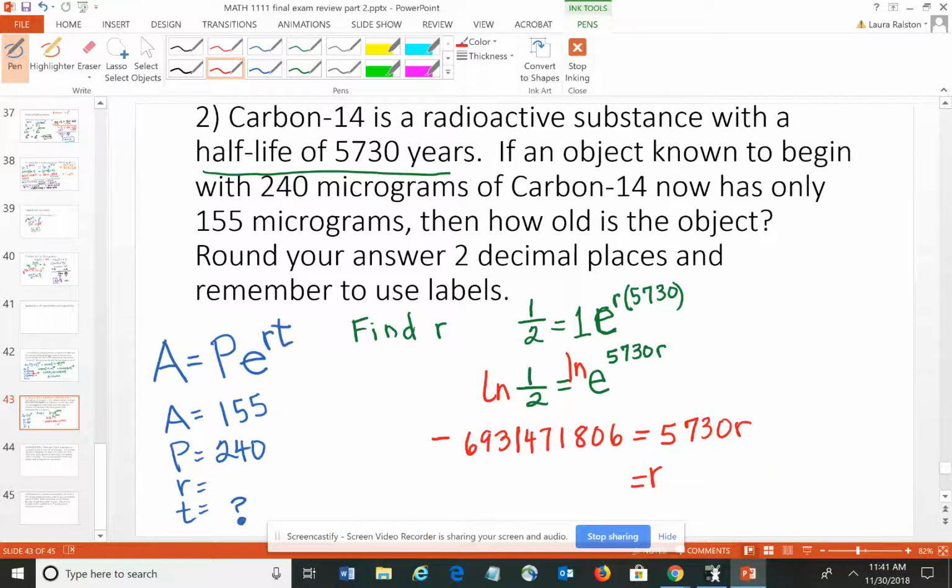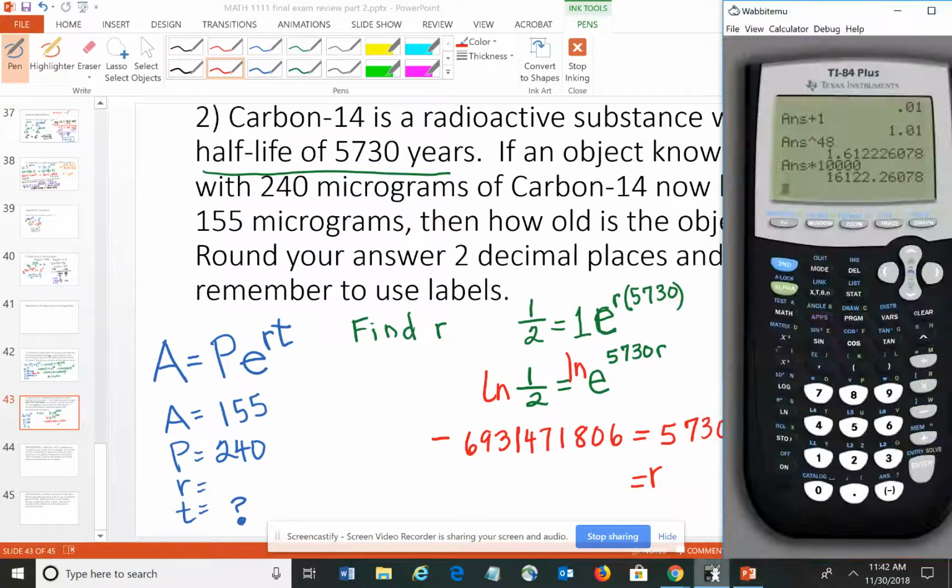And guys, when it comes up on your calculator, let me show you what it looks like, because it looks pretty funky. You would have the natural log of 1/2, and then you divide that by 5,730. It looks really weird, so be careful: you have this E to the -4 at the end. That means you need to move this decimal back 4 places.